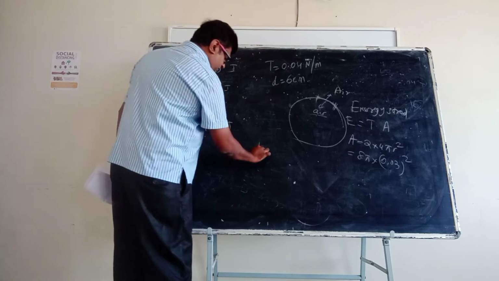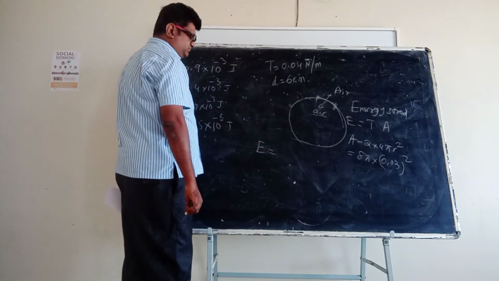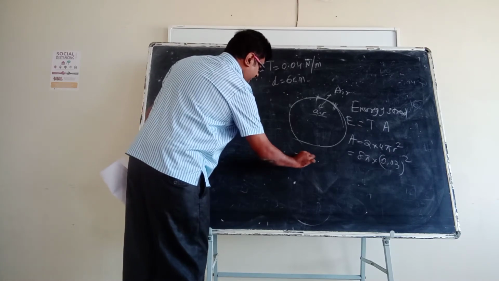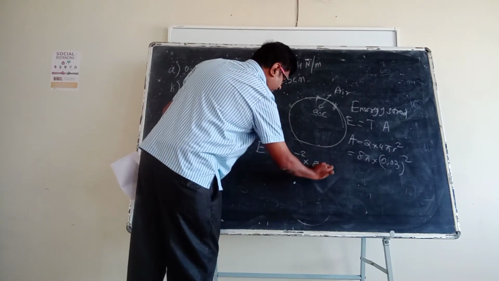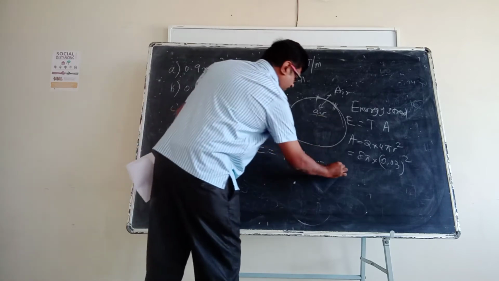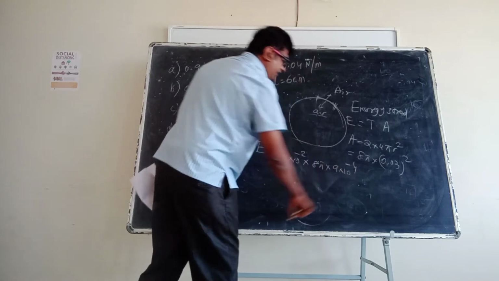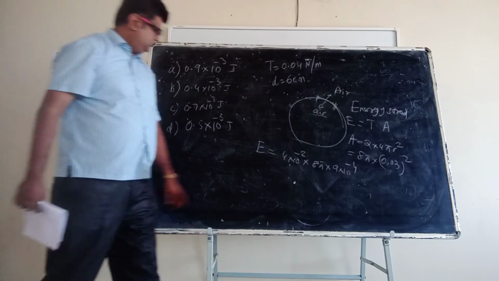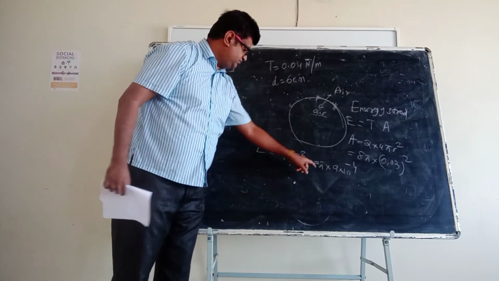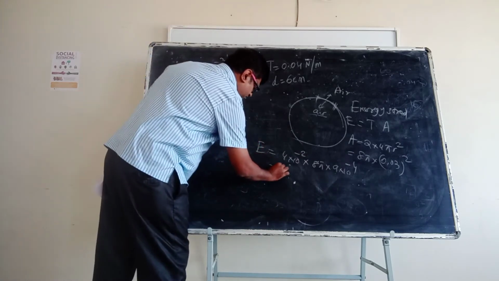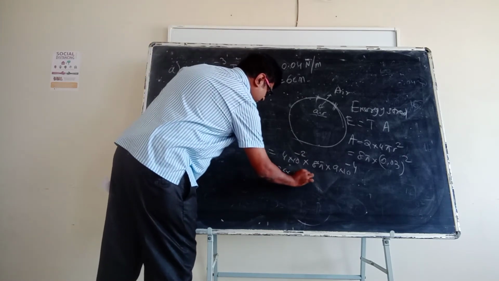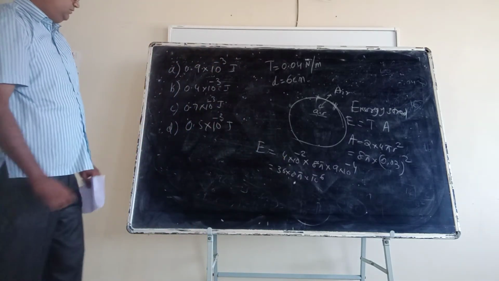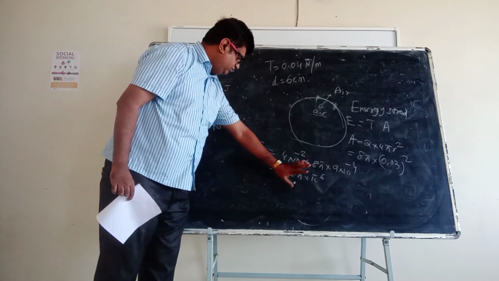So your energy stored becomes 0.4, that is 4 into 10 to the power of minus 2, into 8 pi into 9 into 10 to the power of minus 4. Can I write it like this? Alright. Now let us see the options. 9 into 4 is 36. 36 into 8 pi into 10 to the power of minus 6.